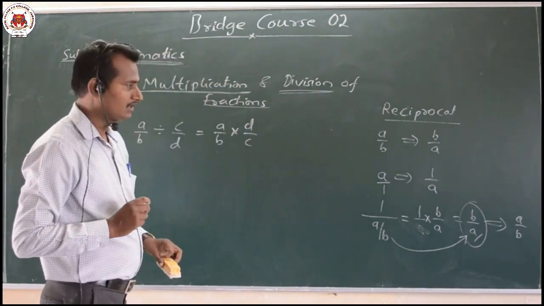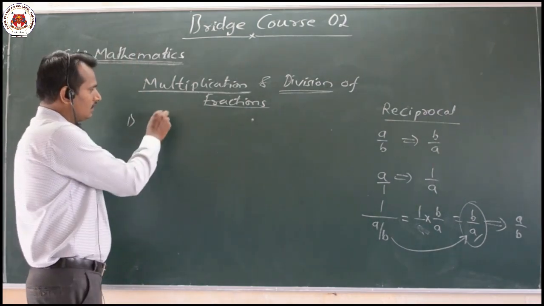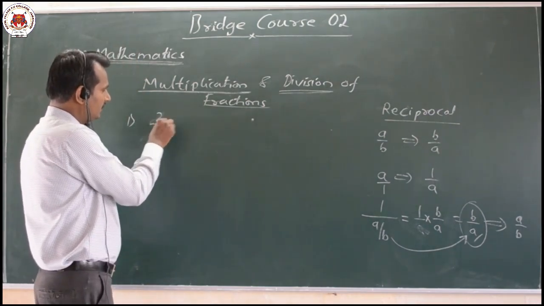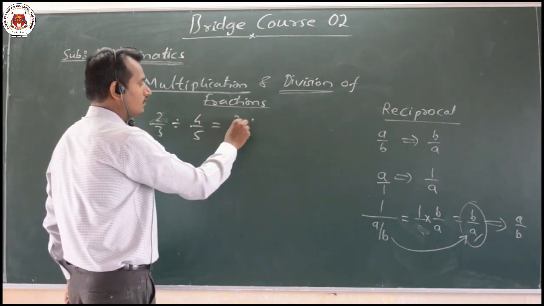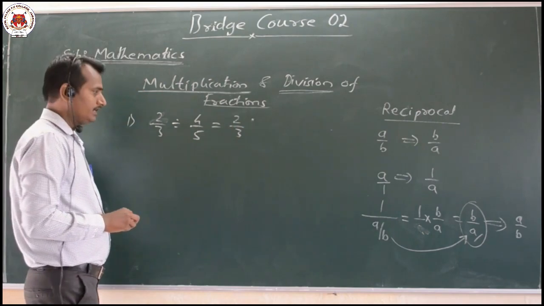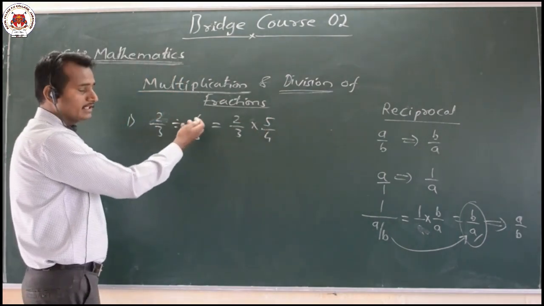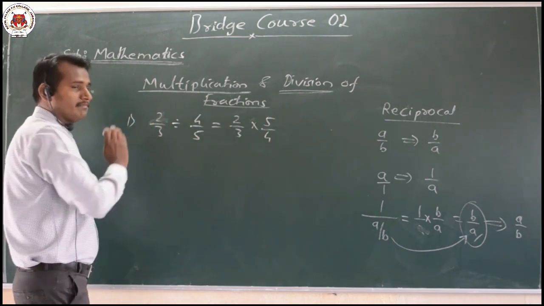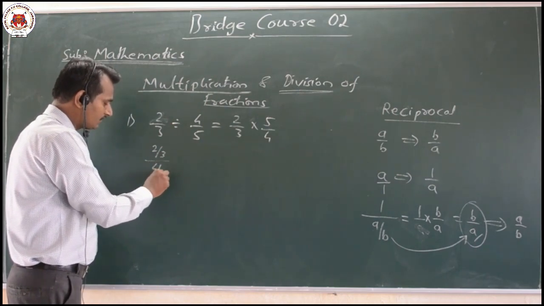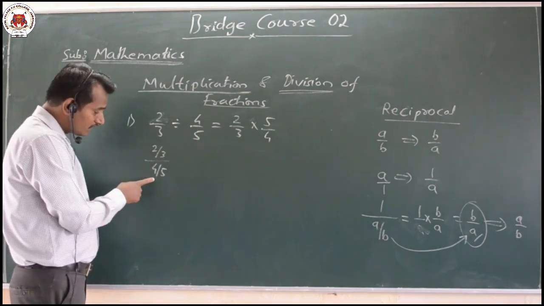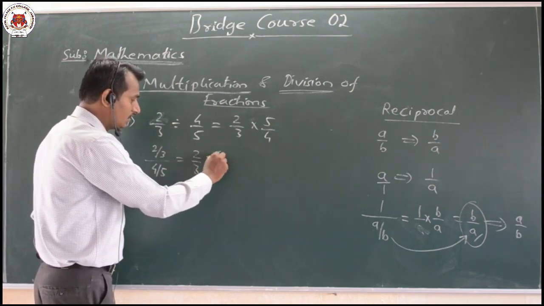Now let us take a few examples related to it. Simple example we shall refer here. The first example is 2 by 3 divided by 4 by 5. Now how we have to solve it here? That is 2 by 3 into 5 by 4. We have to take the reciprocal of it. So what does it mean? It means 2 by 3 divided by 4 by 5. Now since we are having the denominator here, we are just taking the reciprocal of it, that is 2 by 3 into 5 by 4.